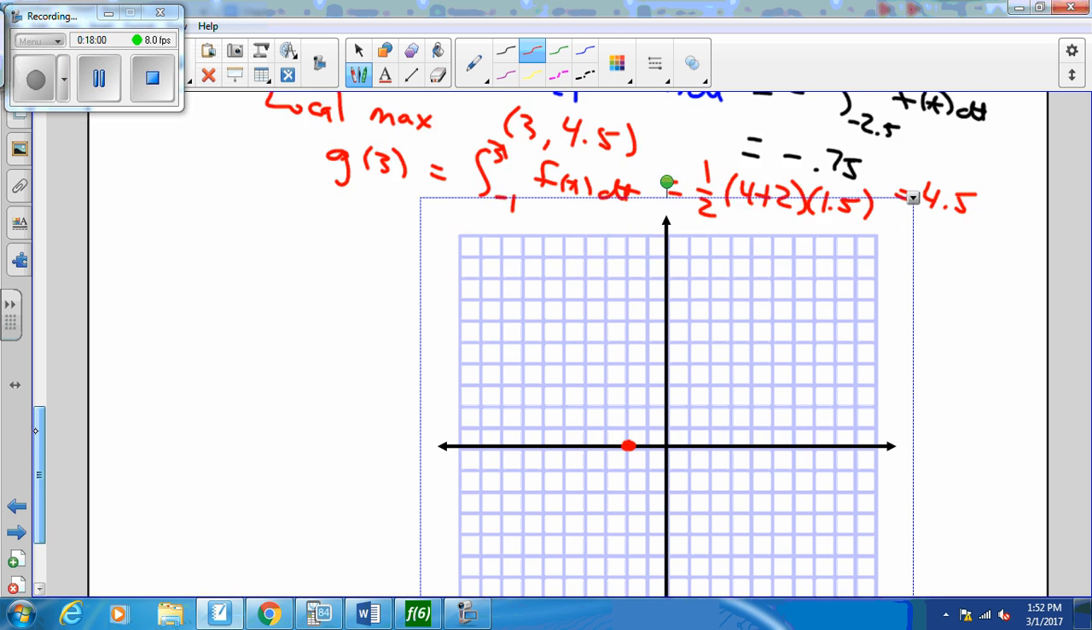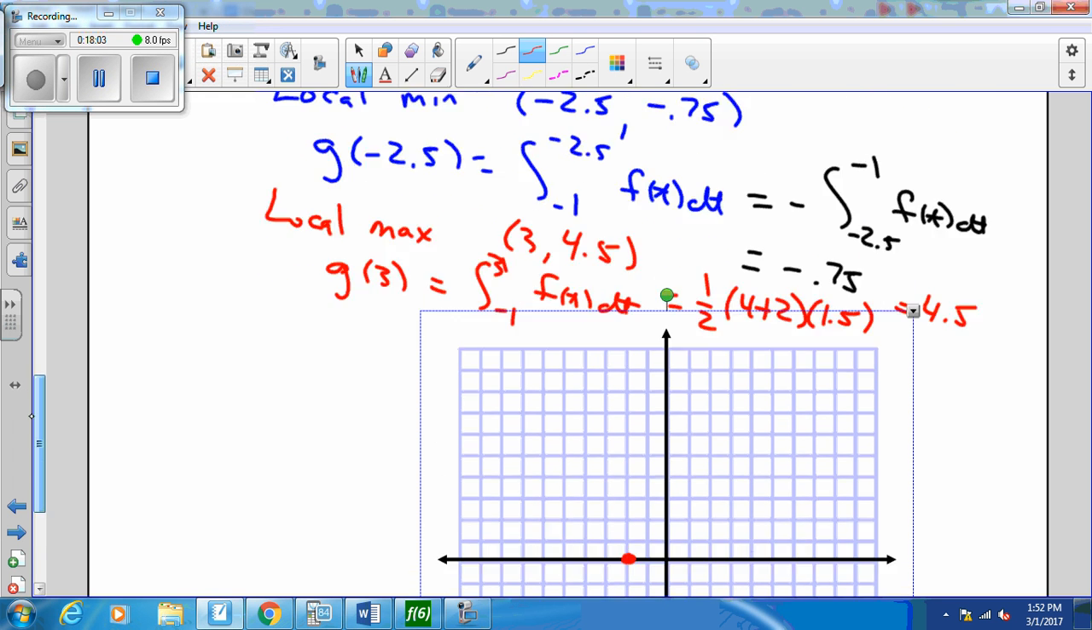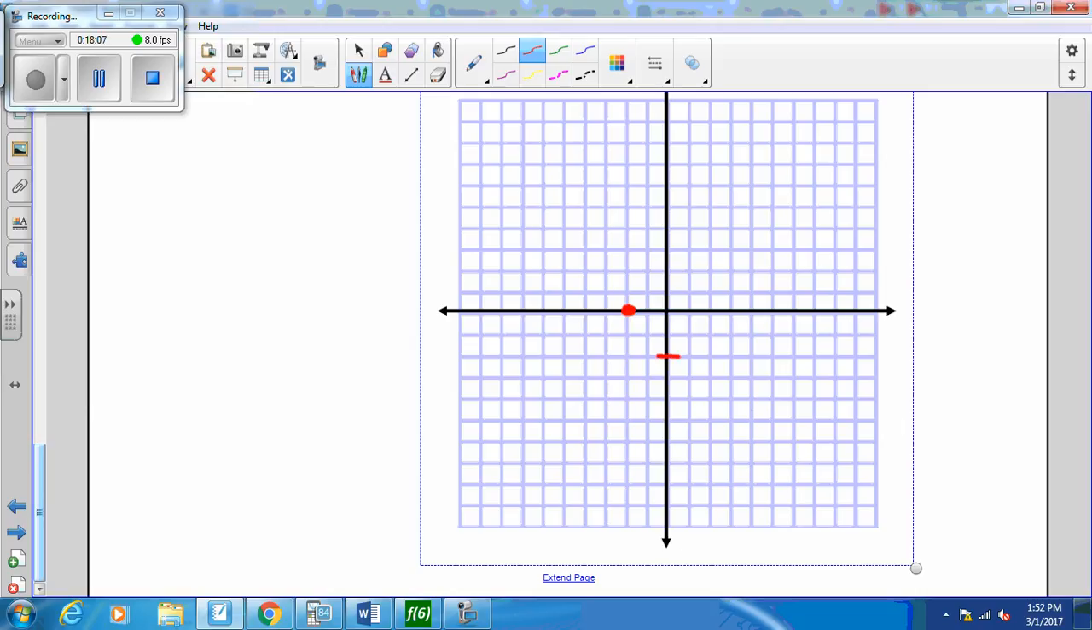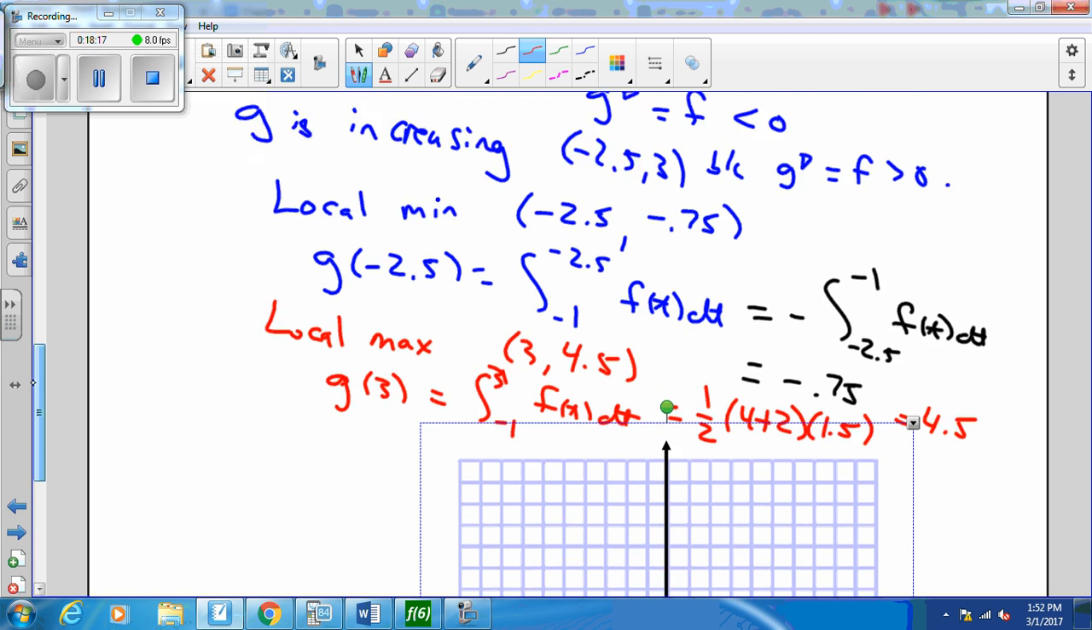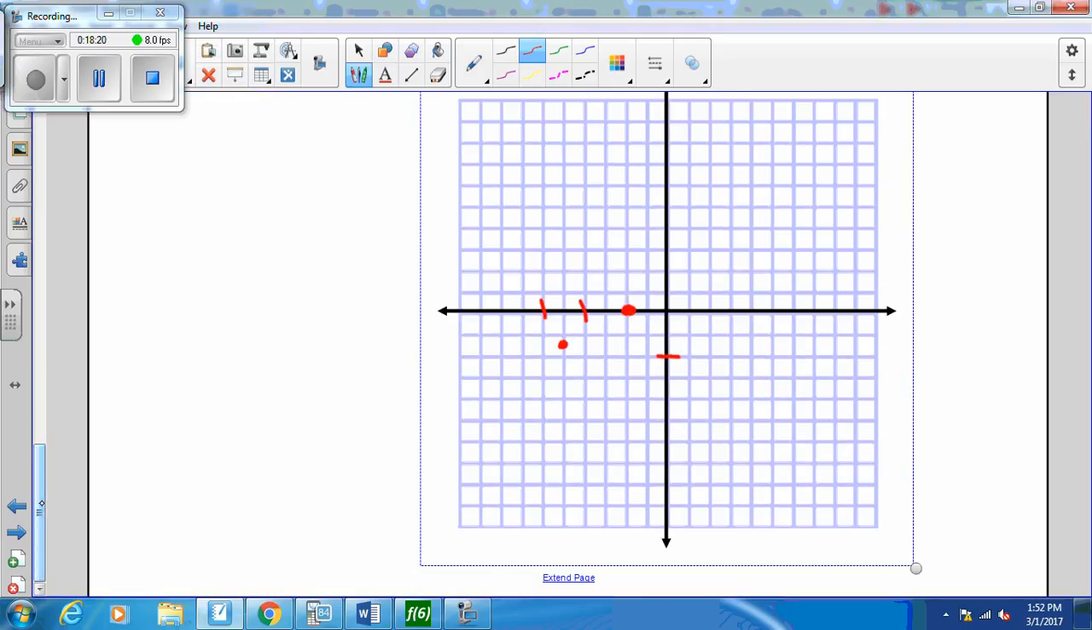Negative 1, comma 0 is the initial point. The local min was at negative 2.5, negative 0.75. Negative 2, negative 3. So right here, there's our local min. And our local max is at 3, comma 4.5. 1, 2, 3, comma 4.5. Like so. And this is enough for me to say my graph is going to look something like this, like that. That's a pretty decent sketch.